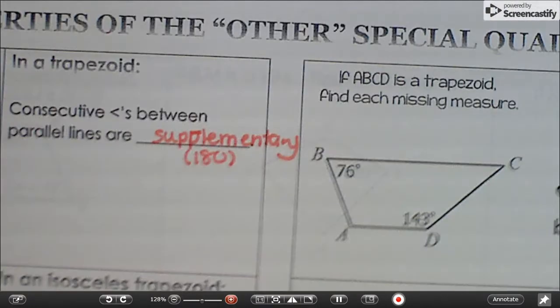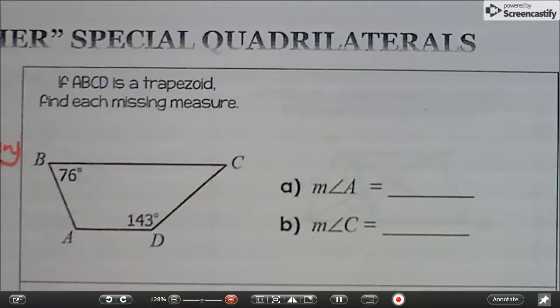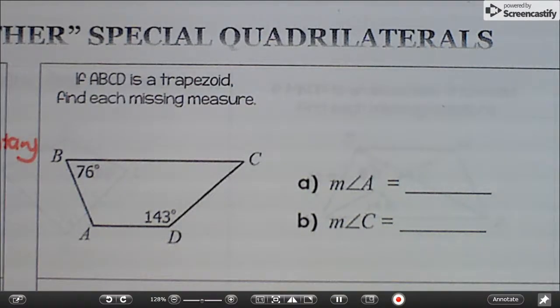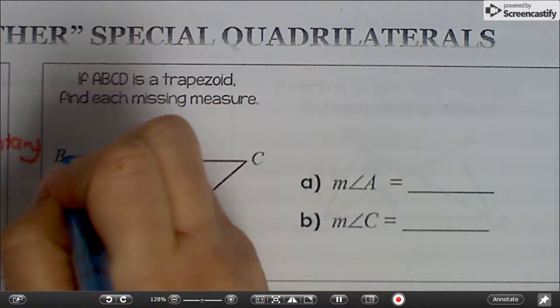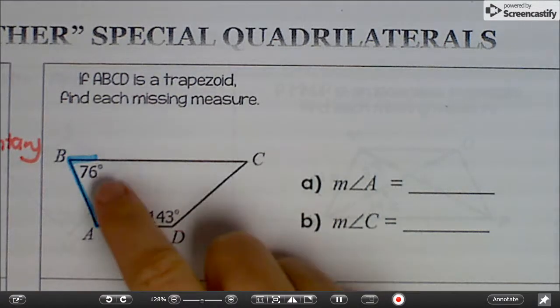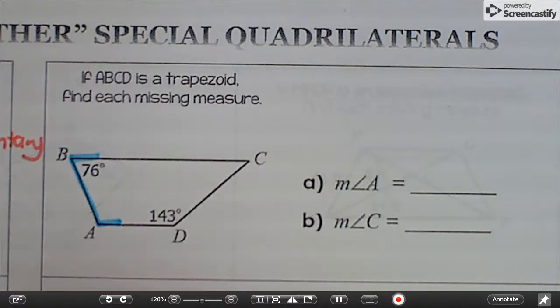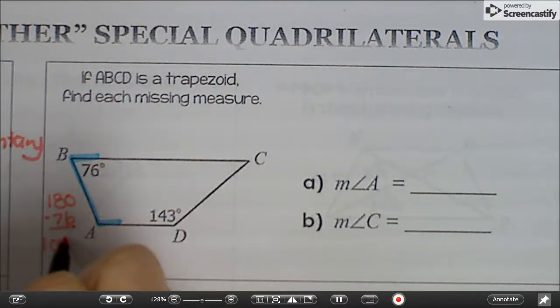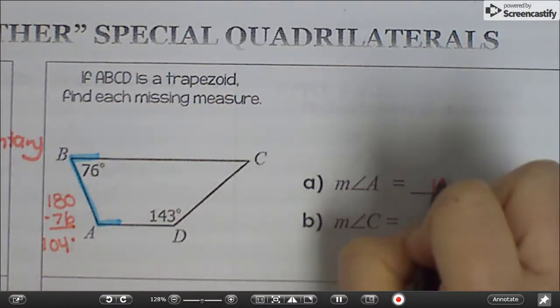So if we look over here at this example, it tells us it's a trapezoid, and we just have to find the missing measurements. If this is 76, I'm going to kind of use the same notation I used on the other one. Consecutive angles are kind of like that. They're in a row. So if this is 76, to figure out this missing one here, we would do 180 minus 76, which is 104 degrees for angle A.